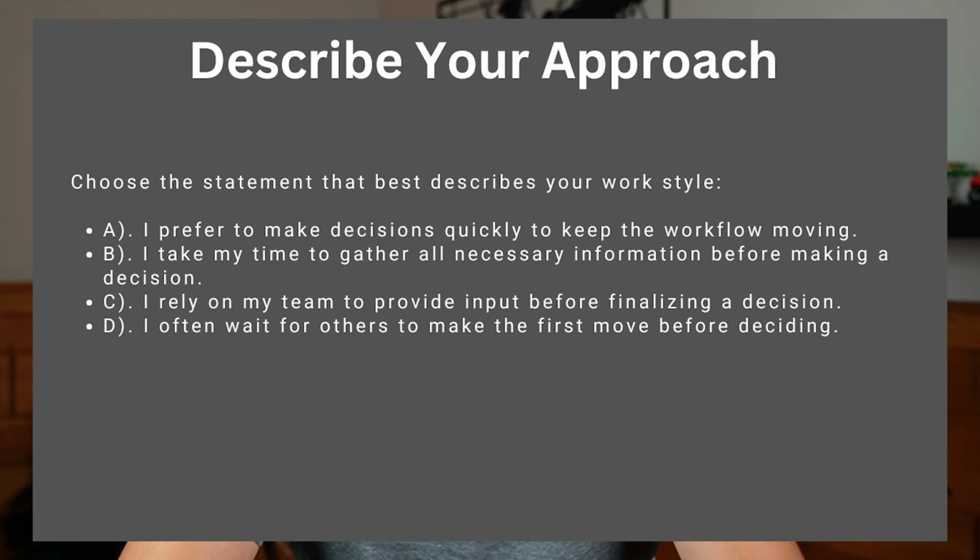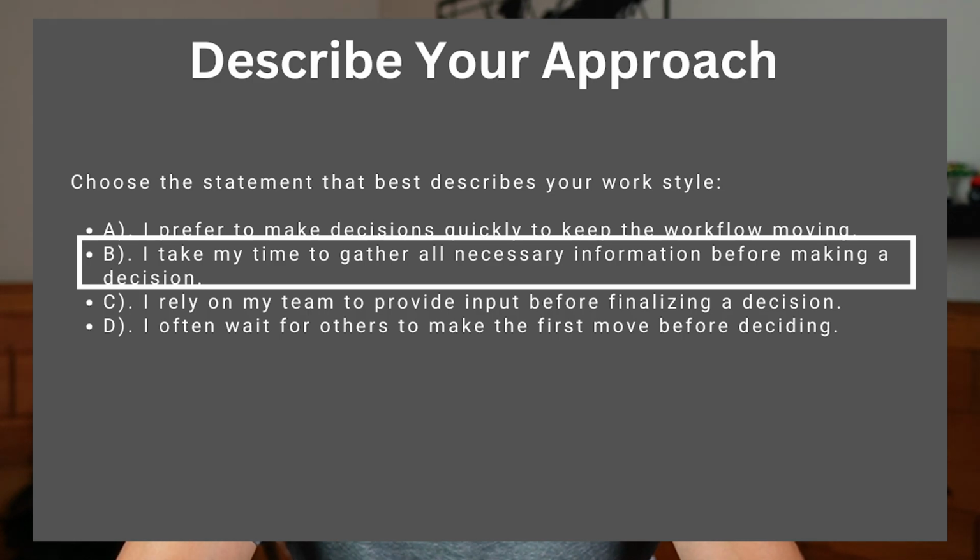Here again, I would go with the power of elimination. I will eliminate D, which seems like the least good option: I often wait for others to make the first move before deciding. Also, I will remove C: I rely on my team to provide input before finalizing. It kind of shows that you don't have strong decision-making skills. It's primarily A or B. I prefer to make decisions quickly to keep the workflow moving. And B, I take my time to gather all necessary information before making a decision. I think both of them or either of them would be good. For me, I would be selecting B.